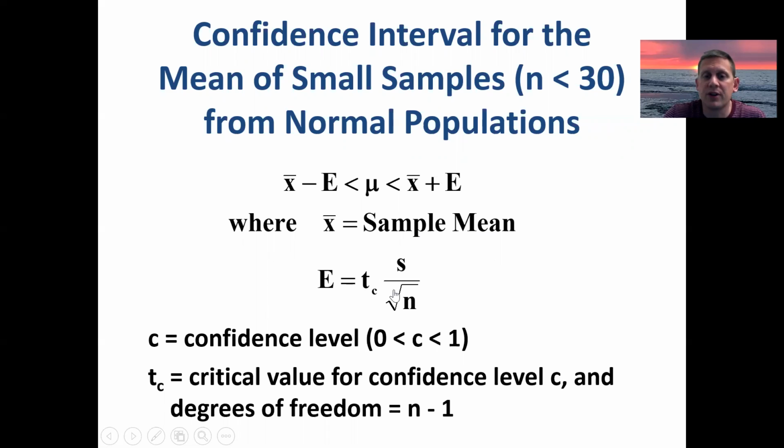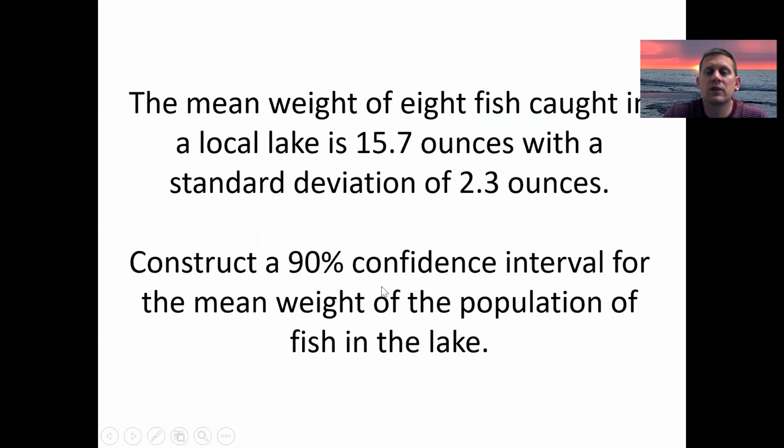And then you take your sample standard deviation, divide by the square root of n. All right, you do need to know the confidence level you're looking for to find T sub C or T star. So let's practice one. The mean weight of 8 fish caught in a local lake is 15.7 ounces with a standard deviation of 2.3. Construct a 90% confidence interval for the mean weight of the population of the fish in the lake.